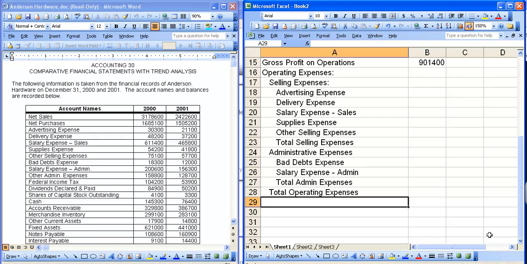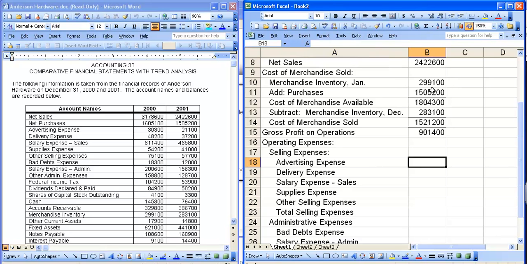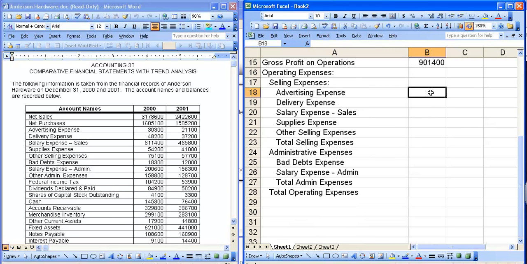Alright, so I have all of our selling and administrative expenses typed in now. Now we're going to put in the amounts. Once again, the amounts come from the 2001 column. So I'm just going to enter these numbers in, and hopefully you can see where I'm getting the numbers from.